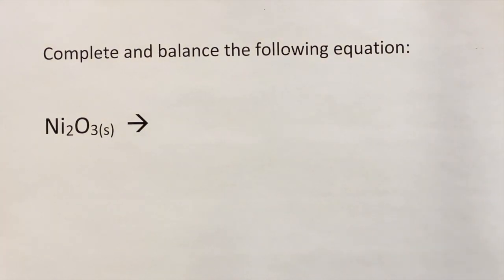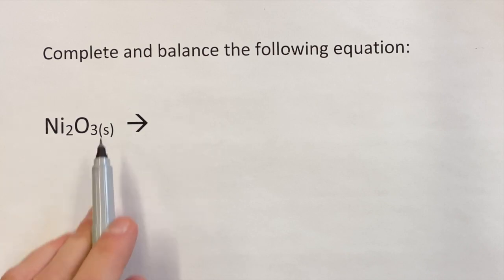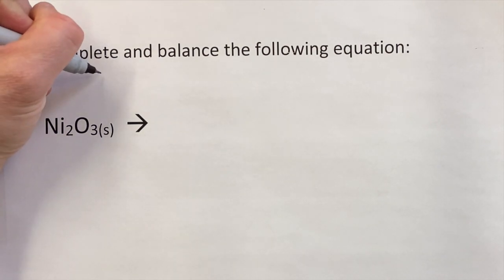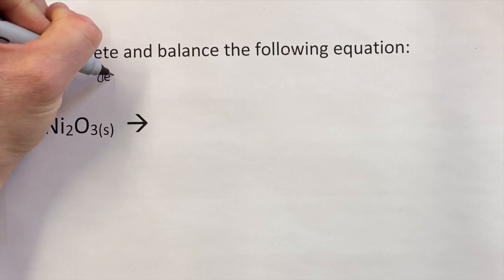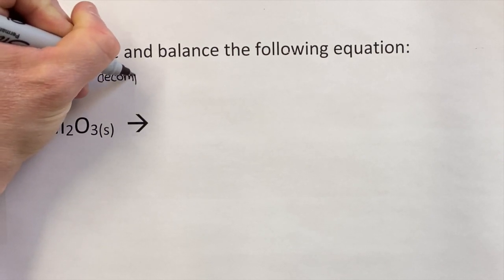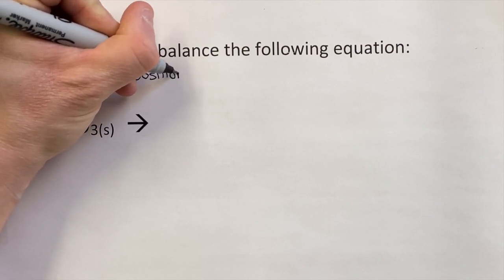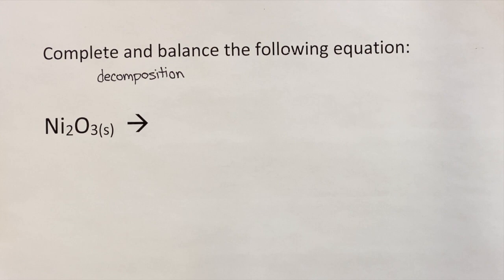The question asks us to complete and balance the following equation. So I can see that I only have one reactant. The only type of reaction that we've talked about with one reactant is a decomposition reaction. Now, decomposition reactions can have lots of forms, but we only talk about simple decomposition in Science 10, and so our rule is to break down the compound into all of its elements.